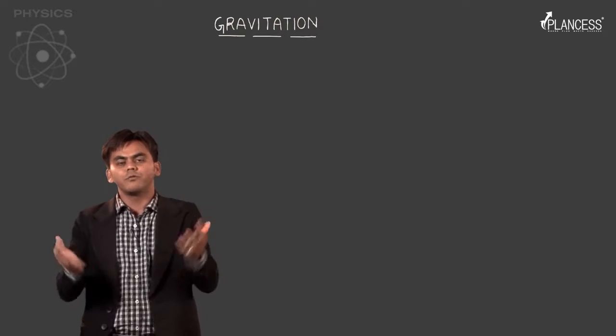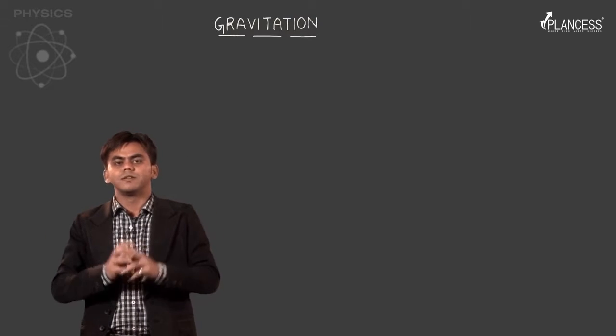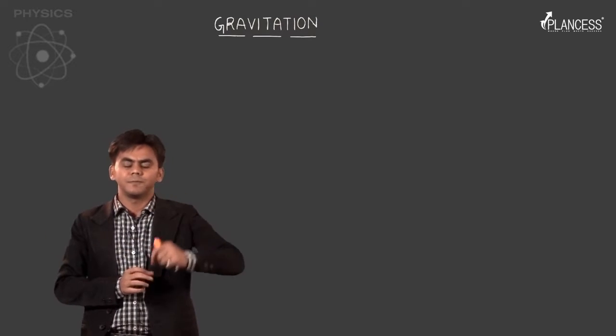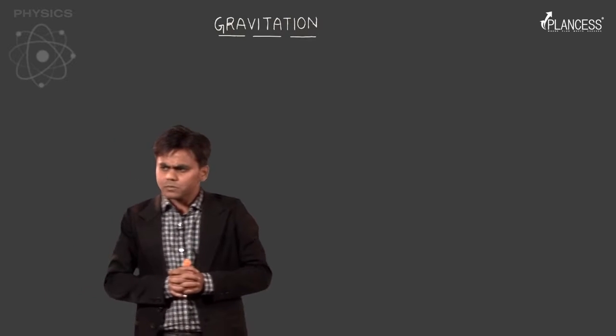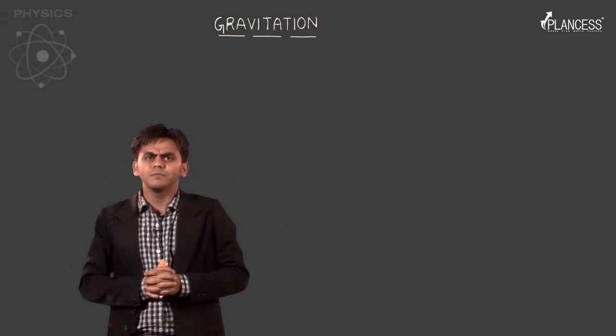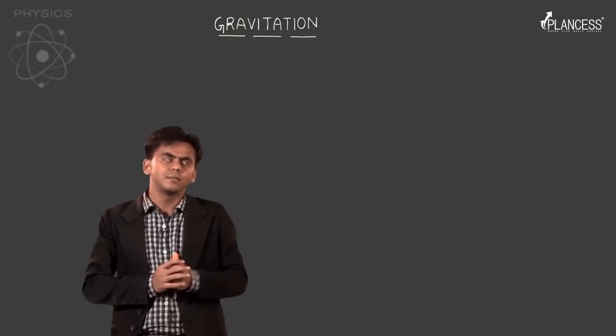At the center of our uniform ring, we'll have zero gravitational field intensity because of the symmetry of the geometry. Now, let's see if I change my position of concern.